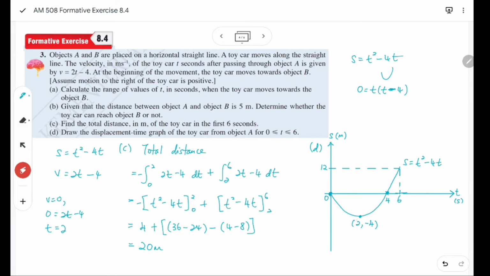Just now, we found that when t equals 2, the minimum displacement is negative 4. So we look for the displacement when t equals 6, and we get displacement equals 12. So this is the complete displacement-time graph of the toy car.